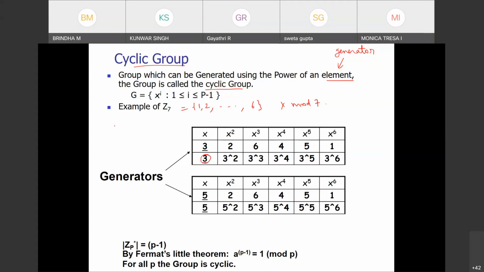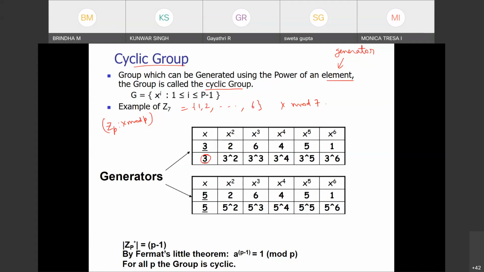And Z_P with multiply modulo P is a cyclic group, not only for this, for any prime P. Now another example. Generators are not unique, so there may be more than one generator.